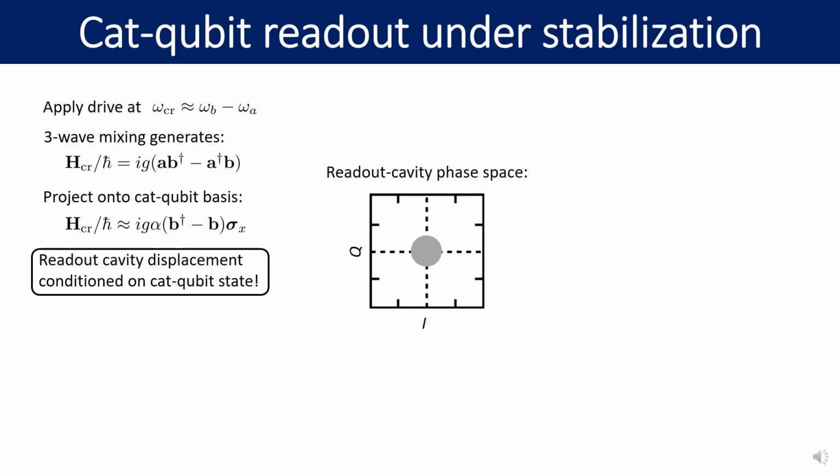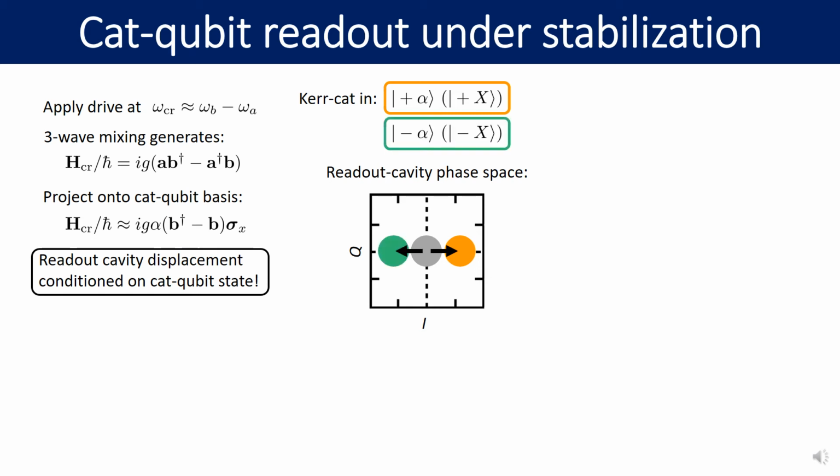To be completely precise, I'll show you what this does in the readout cavity phase space. Now, if we initialize our Kerr-Cat qubit along the plus x-axis, so along plus alpha, and we keep the stabilization on, and we now switch on this additional drive, then we will displace the readout cavity in one direction in its phase space. If, on the other hand, we initialize the Kerr-Cat in minus alpha, so along the other direction of its x-axis, the readout cavity will be displaced in the other direction in its phase space.